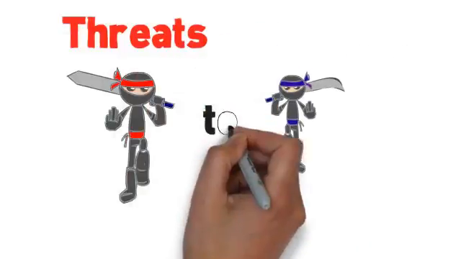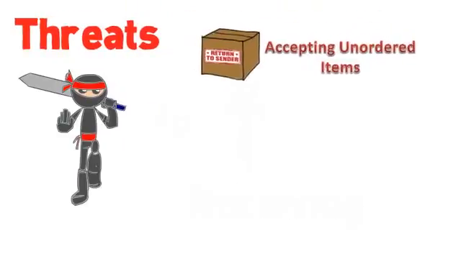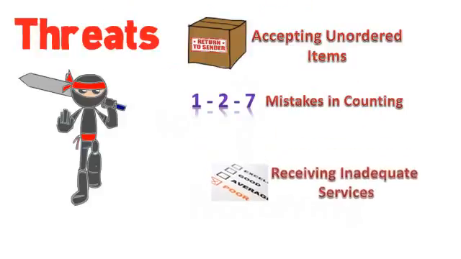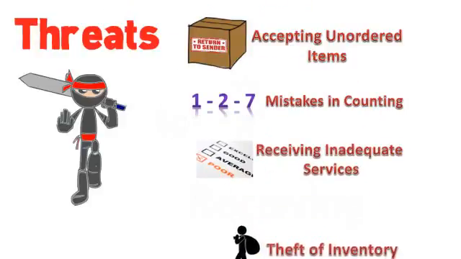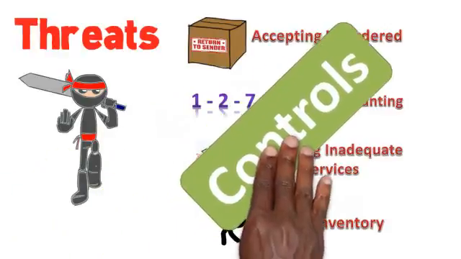Let's talk about the threats to receiving. The first threat is accepting unordered items. Then there are mistakes in counting, receiving inadequate services, and the theft of inventory. We'll talk about each of these threats as well as the controls to mitigate each one.